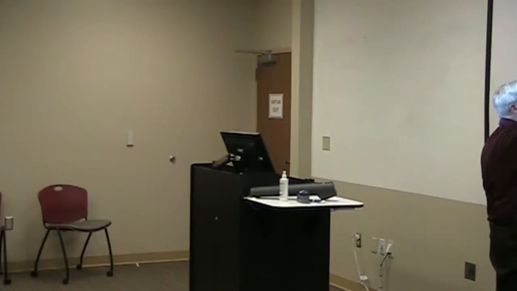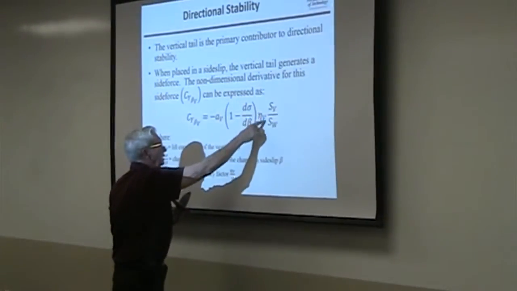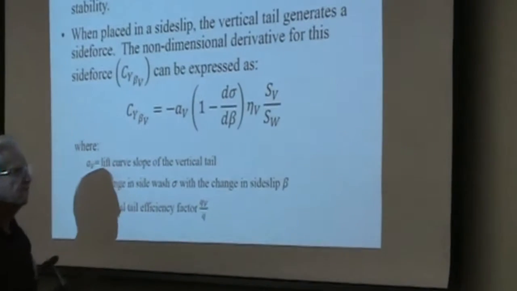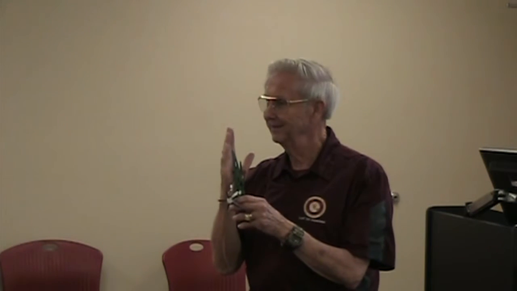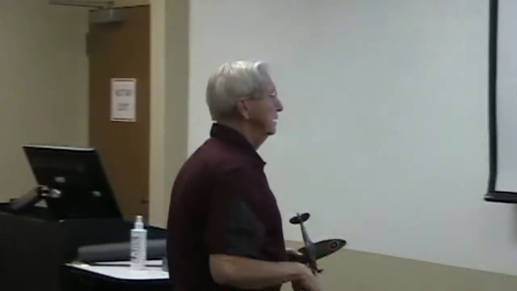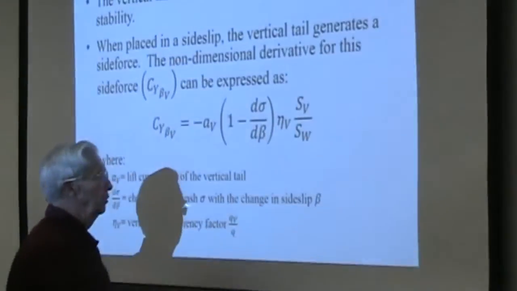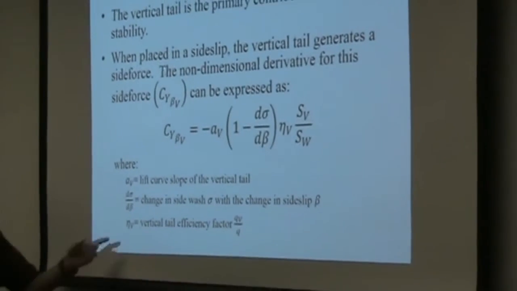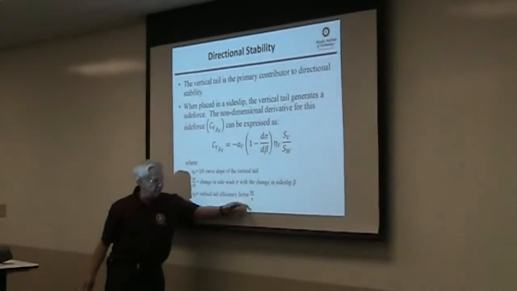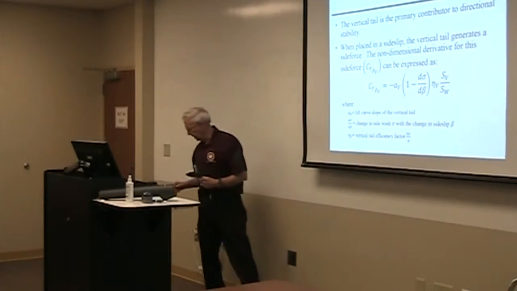So this is a rather small term, the tail efficiency factor. However, if you put a T-tail on top of the vertical, it makes the vertical tail more effective due to the end-plate effect. If you put a T-tail up here, it's like having an end-plate on a wing. Okay. Area of the vertical over area of the wing. Okay. And of course, this is the dynamic pressure at the vertical over the free stream dynamic pressure.